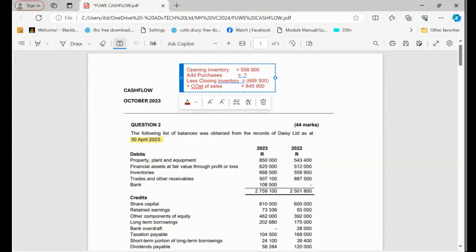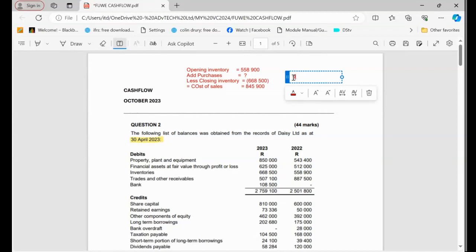558,900. It's going to be 955,500. So in a nutshell, because I need to use purchases, I'm looking for this. So my question mark will be this amount, here. It's the one that I was missing. Interesting.